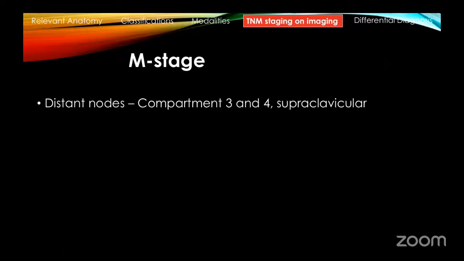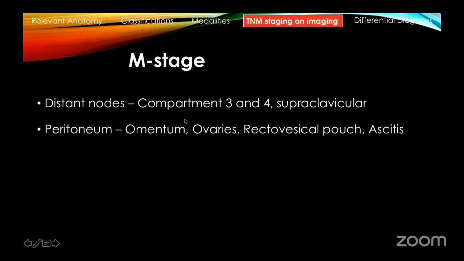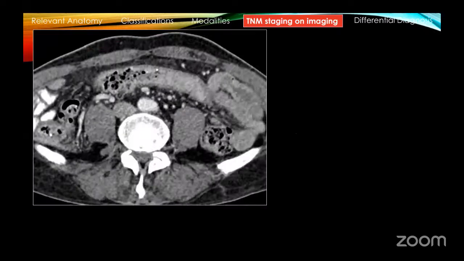Then we go to the M stage. The distant nodes, that is the compartment 3 and 4 that we talked of, as well as the supraclavicular, are considered as M1 disease, as is the peritoneal disease along the omentum, the ovaries, so the Krukenberg tumor, the rectovesical pouch, and there could be ascites as well. So this is another common site of metastasis, and then followed by the distant organs, liver, lungs, and sometimes bones. Adenocarcinomas sometimes give sclerotic mets. Otherwise, most of the time you would think of osteolytic mets, but sometimes there are sclerotic mets.